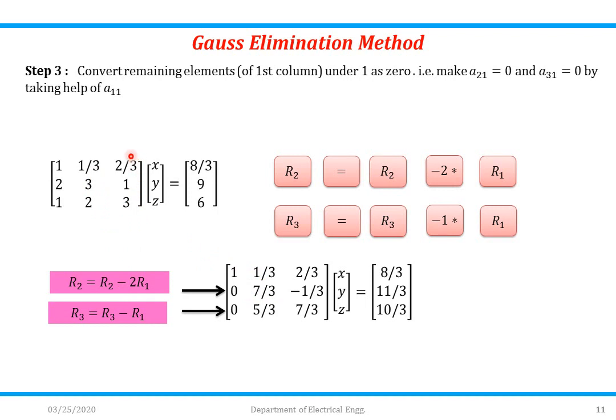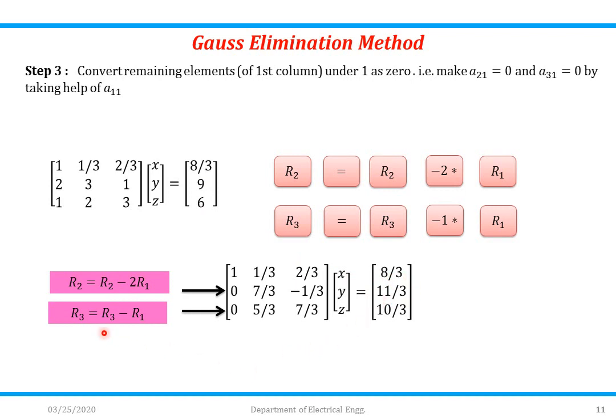Next, for this column, R2 is 1 minus 2 into R1, which is 2 by 3. So if you substitute this value, 1 minus 2 into 2 by 3, you will get the answer as minus 1 by 3. Again, for this column, R2 is 9 and R1 is 8 by 3. So substitute 9 minus 2 into 8 by 3, and you will get the answer here as 11 by 3.